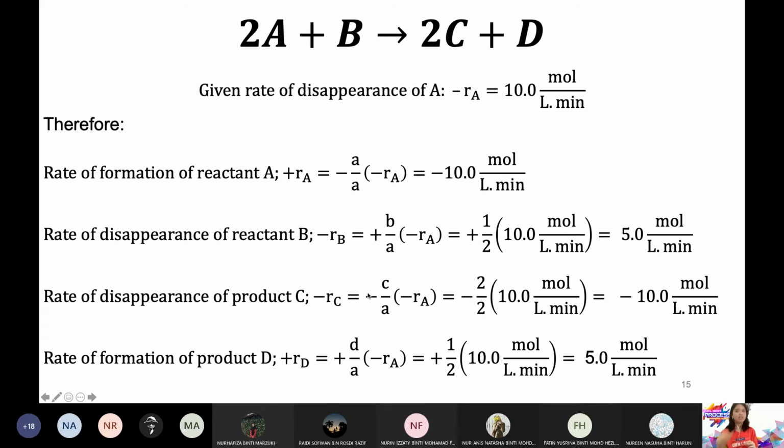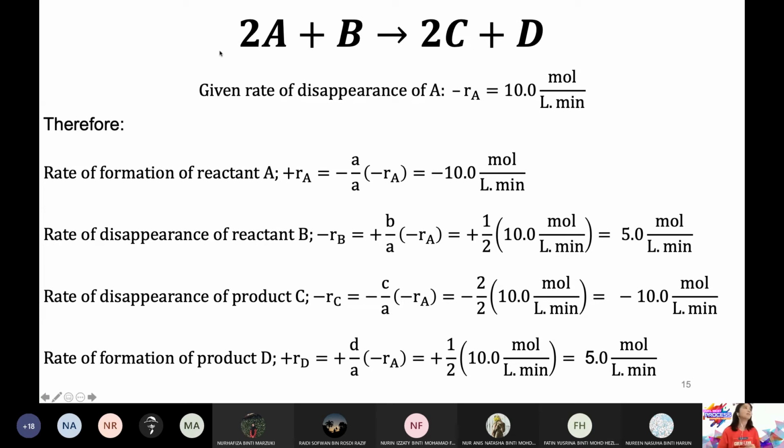So negatif dan nombor negatif multiply with the stoichiometric coefficient, tapi stoichiometric coefficient of C over A multiply with minus RA, which is maksudnya stoichiometric coefficient for C is 2, stoichiometric coefficient for A is 2. So negative 2 per 2 multiply with your minus RA, you get actually negative 10. Apa maksud dia? Dia nak tahu kadar kehilangan A. Berapa A yang telah hilang? Tapi dalam kes ni C tak hilang, C terbentuk. Sebab tu nombor dia akan jadi negatif. Dia terbentuk sebanyak 10 mol per liter untuk setiap minit.